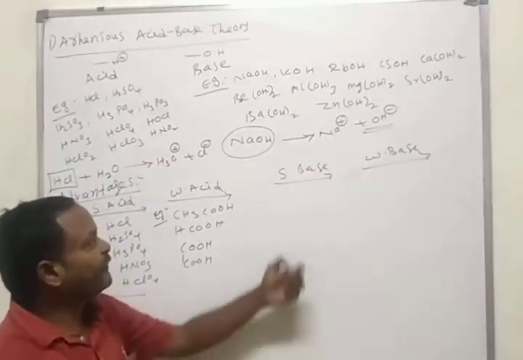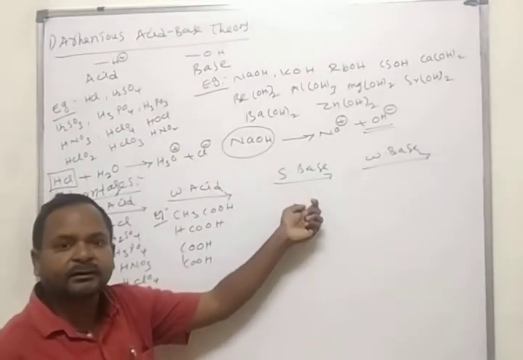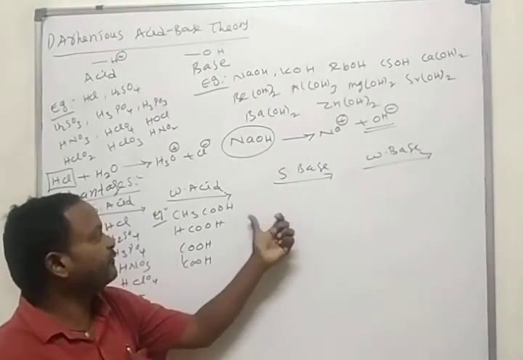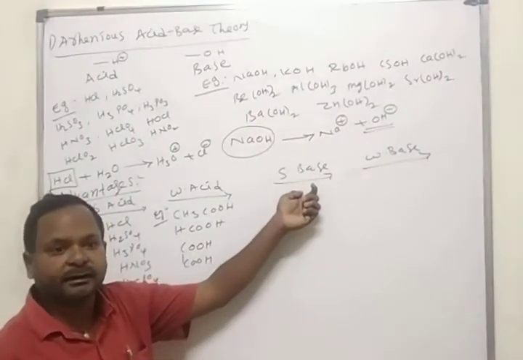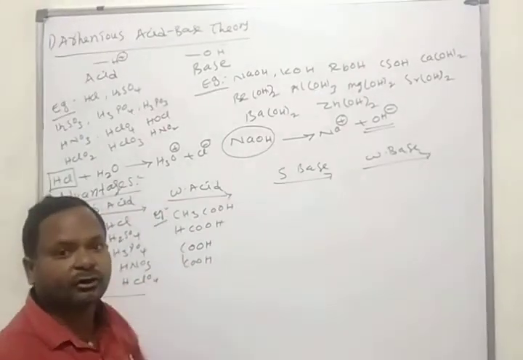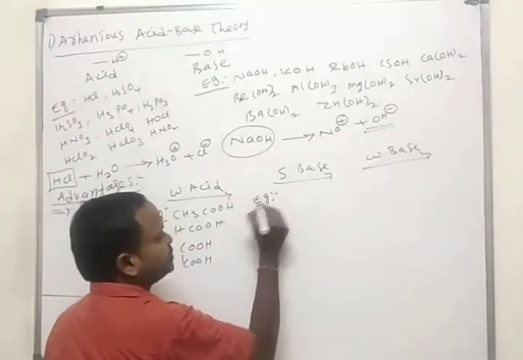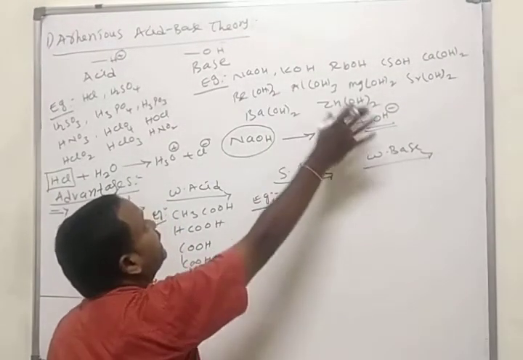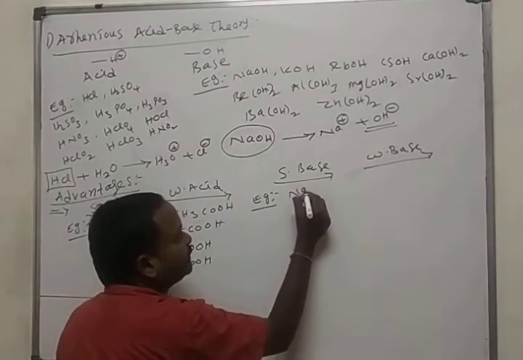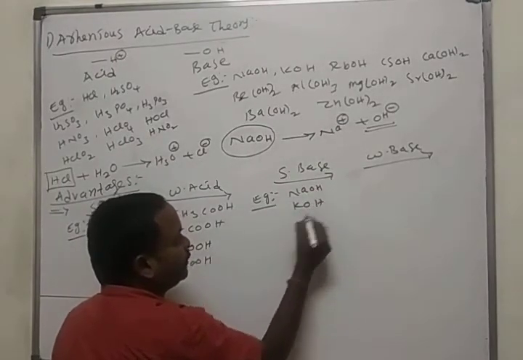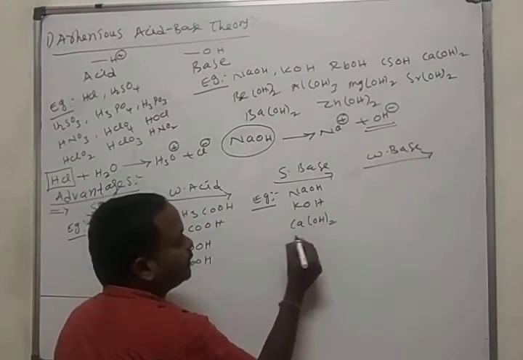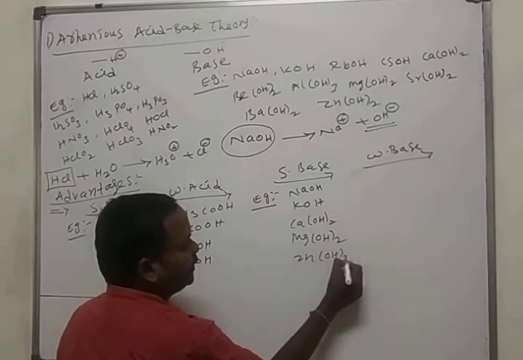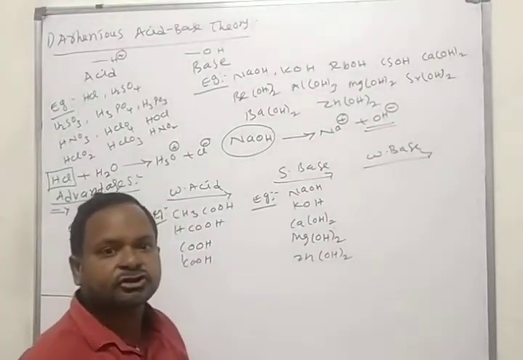A strong base is a chemical substance which gives OH minus ion fast. Examples of strong bases: first group element hydroxides and second group element hydroxides are considered strong bases. Sodium hydroxide, potassium hydroxide, calcium hydroxide, magnesium hydroxide, and zinc hydroxide are strong bases. All these are the best examples of strong bases.